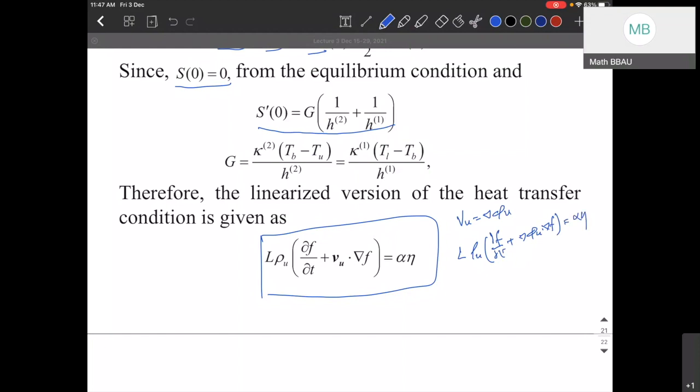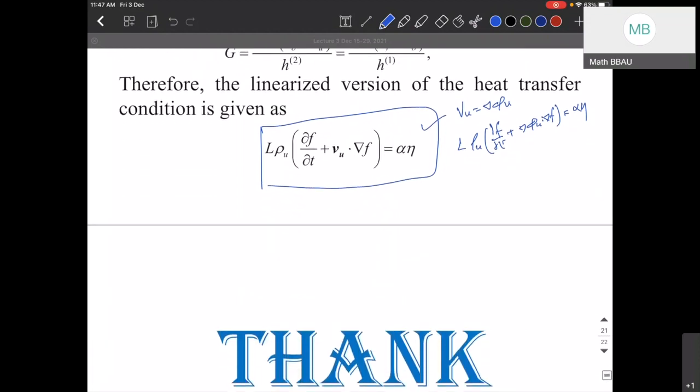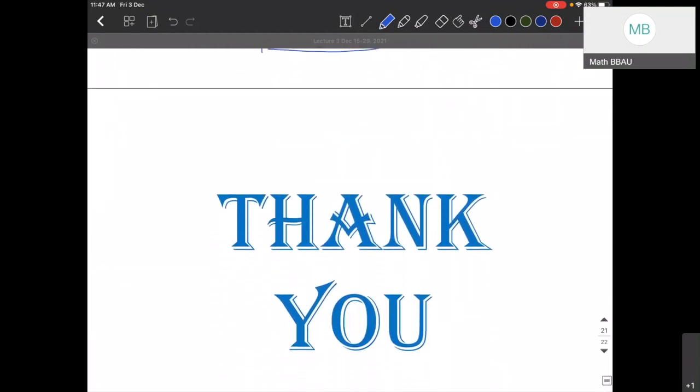Remember, this equation is valid for all types of flows, whether rotational or irrotational. So we will use these equations in the next lecture to solve the Rayleigh-Taylor and Kelvin-Helmholtz instability. Thank you.